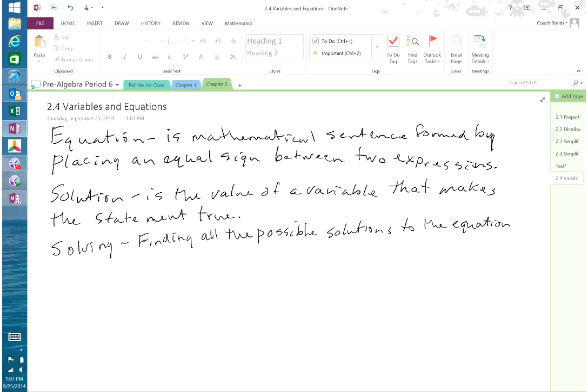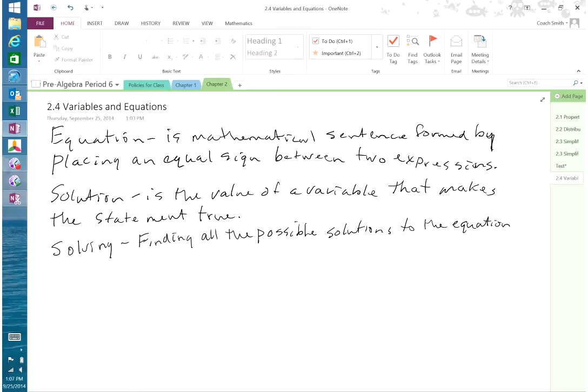for our purposes, when we talk about an equation, we're going to really be talking about an equation that has a variable in it. You could make an equation, you could say 4 plus 8 equals 9 plus 3. That would be an official equation. But for our purposes, it's going to be a variable expression on one side of the equal sign and a number or another variable expression on the other side of the equal sign.